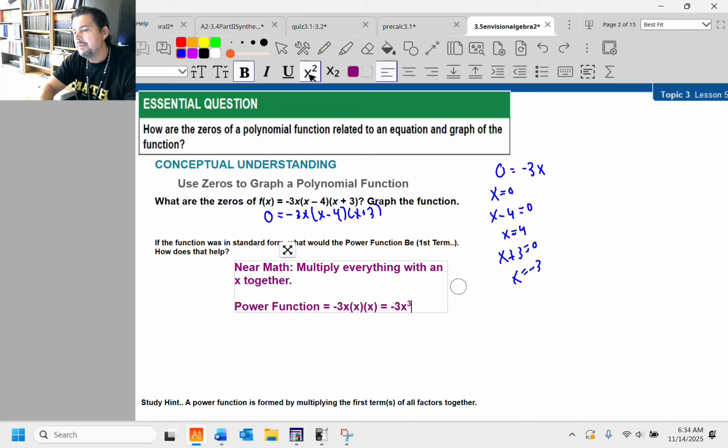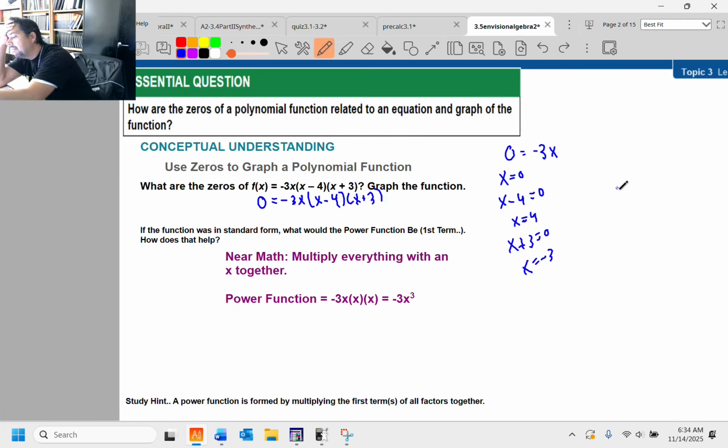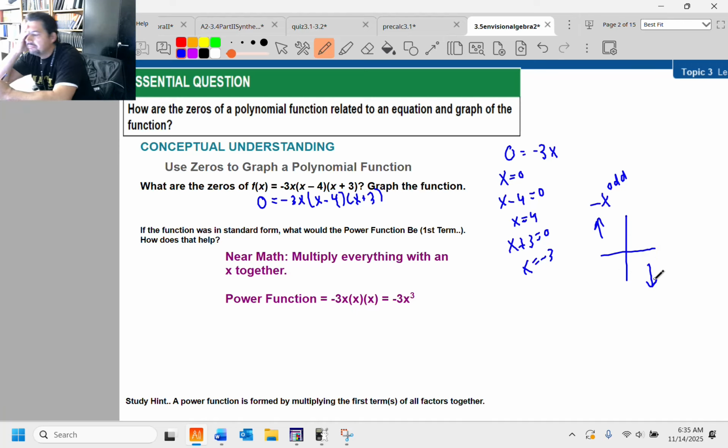Now, why is that a big deal? Because I taught you end behavior. I doubt you remember it, but I taught you end behavior. What we have here is a negative x to the odd. And a negative x to the odd starts her day high and ends her day low. Now, how does that help me graph the function? Quite a bit, actually. It helps me tremendously.